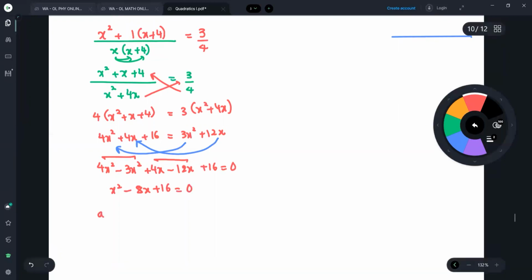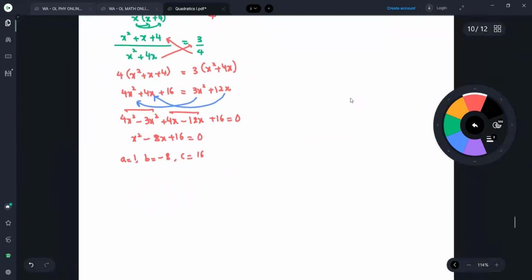Now what is a here? 1, sir. b is negative 8, and then c is 16. All of you understand this? Now I'm not going to solve this for you. I'm going to write down the formula. You're going to do it at home. Okay, yes, sir.